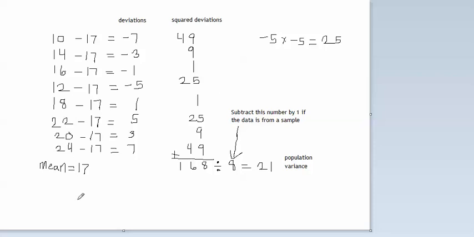Now let's do an example with a sample. Instead of having all 8 people, we'll just say that we have a sample of 5 of the 8 people. So maybe 1, 2, 3, 4, 5. We'll take the first 5 answers, or the first 5 people, to be the sample of the population.